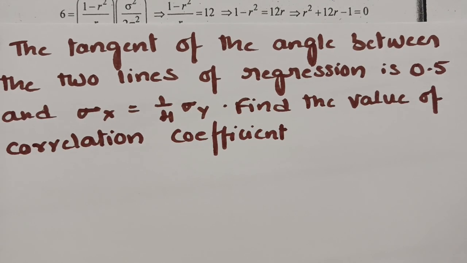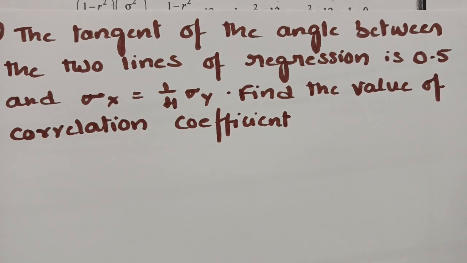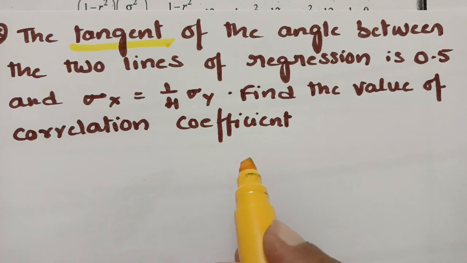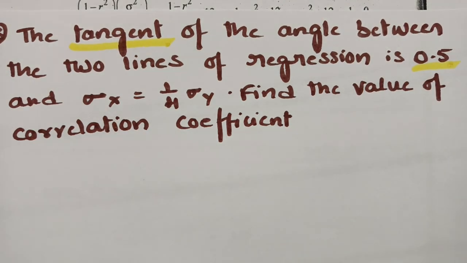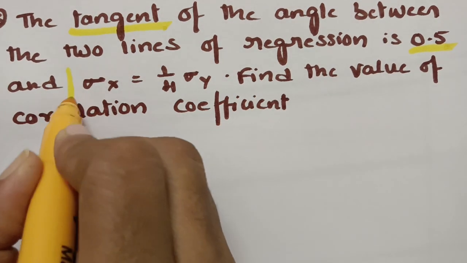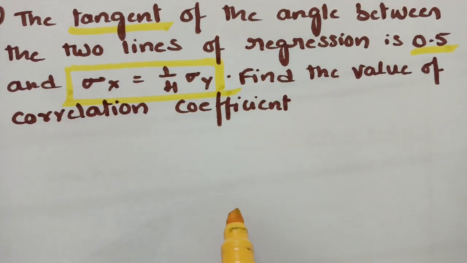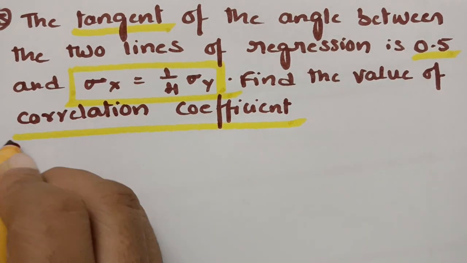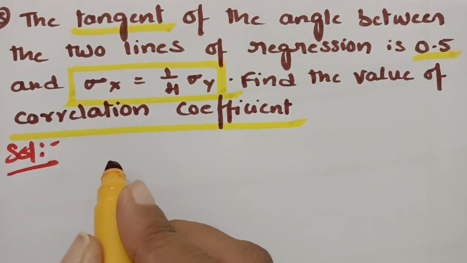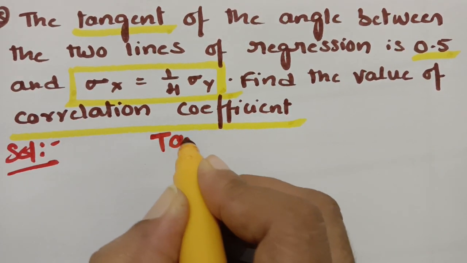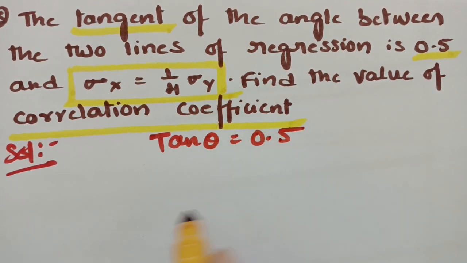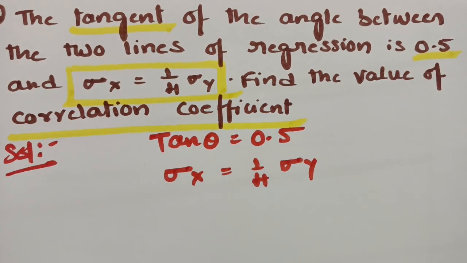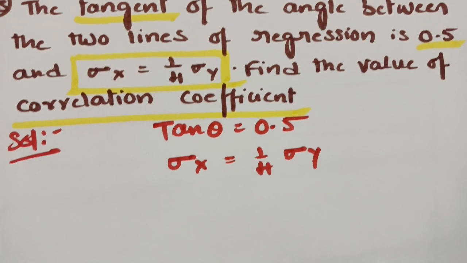See here, as you know, the tangent is given. If the angle is given, we have to take it as theta, and if the tangent of the angle is given, we have to consider this as tan theta is equal to 0.5, and the condition here is given as sigma x is equal to 1 by 4 times sigma y. And now which one do we have to calculate? The correlation quotient. See here, in the solution, what is given? The tangent of the angle, tan theta, is given as 0.5, and the condition sigma x is equal to 1 by 4 into sigma y is given. And now we have to find out the correlation quotient.